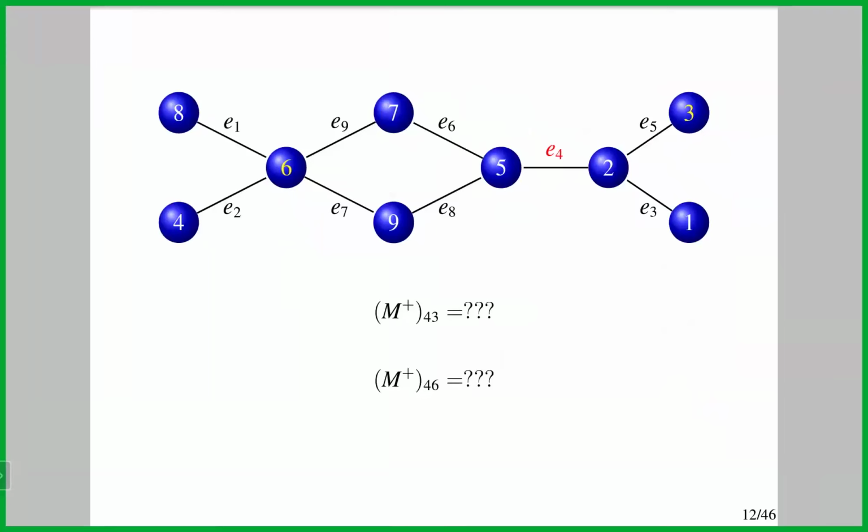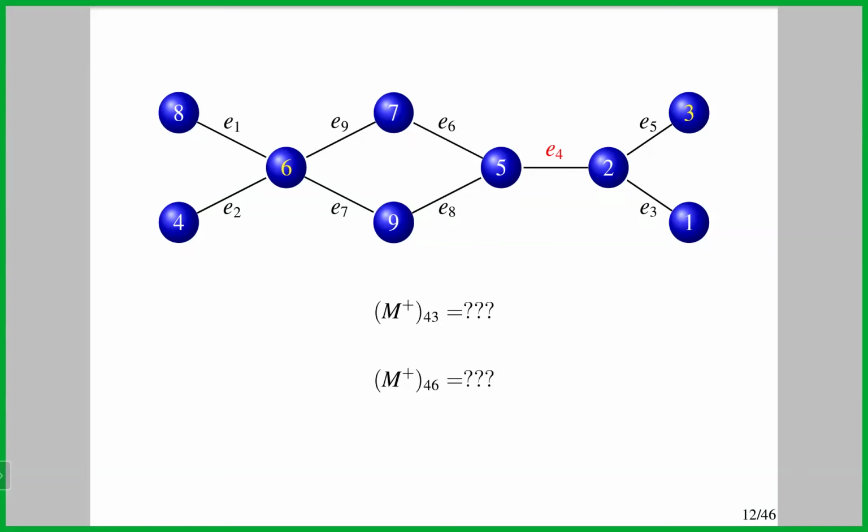Let's get another example. This is not a tree anymore. This is a unicyclic graph. Actually, an even unicyclic graph. It has one cycle, which is an even cycle. Now let's say we look at the 4-3 entry of M plus. Just looking at the graph, can you tell me what the 4-3 entry would be? The 4-3 entry means you are looking at edge 4 and vertex 3.